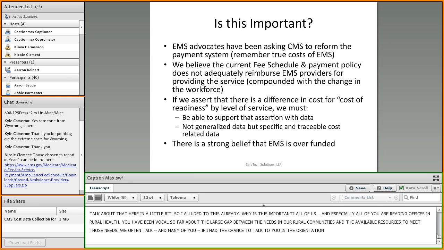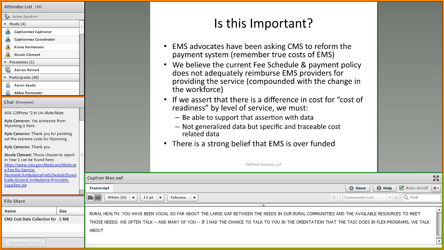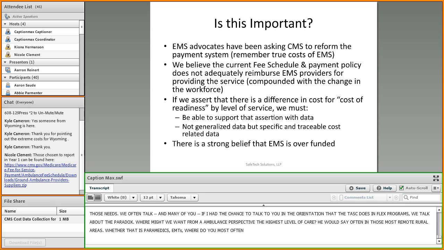So, alluded to this a little bit already. Why is this important? All of us, and especially all of you leading offices of rural health, have been vocal for so long about the large gap between the needs in our rural communities and the available resources to meet those needs.